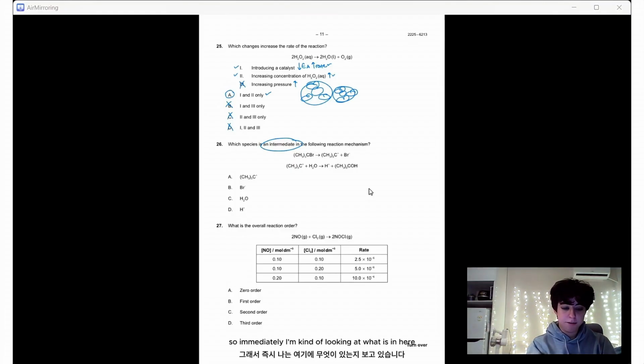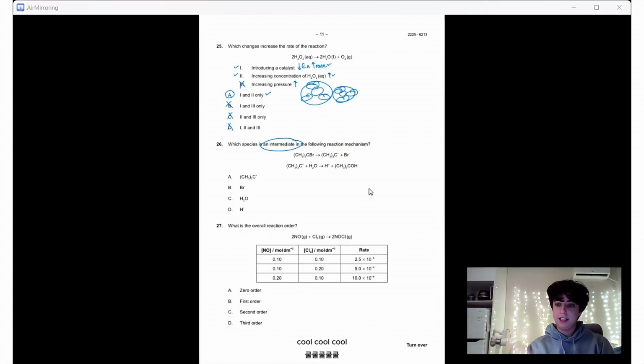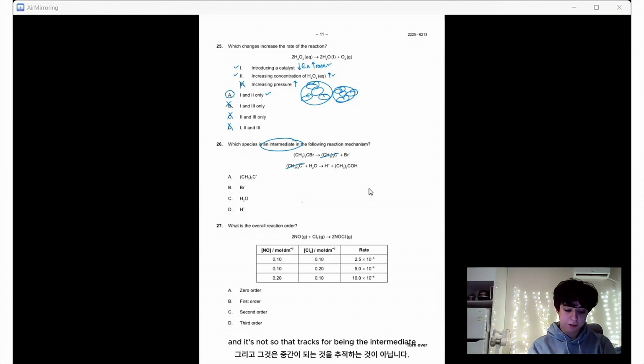So immediately I'm looking at what is in here and then here that's in common. And so that lands me upon this cation. Then just to make sure it's an intermediate, I'm going to make sure that it is not in either of these reactants or products here, and it's not. So that tracks for being the intermediate as A.